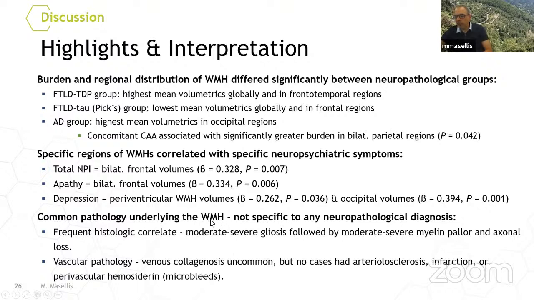And we found a common pathology underlying the white matter hyperintensities that was not specific to any specific neuropathological diagnosis. And the most frequent correlate was moderate to severe gliosis, followed by moderate to severe myelin pallor and axonal loss. And we also found very minimal vascular pathology. Venous collagenosis was uncommon. No cases had arterial sclerosis, infarction, or hemosiderin microbleeds.